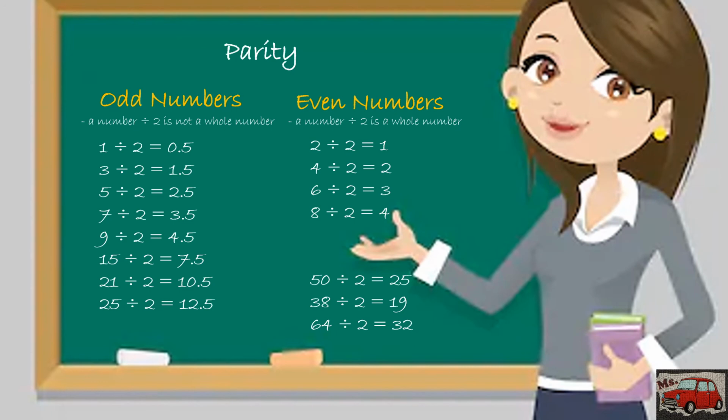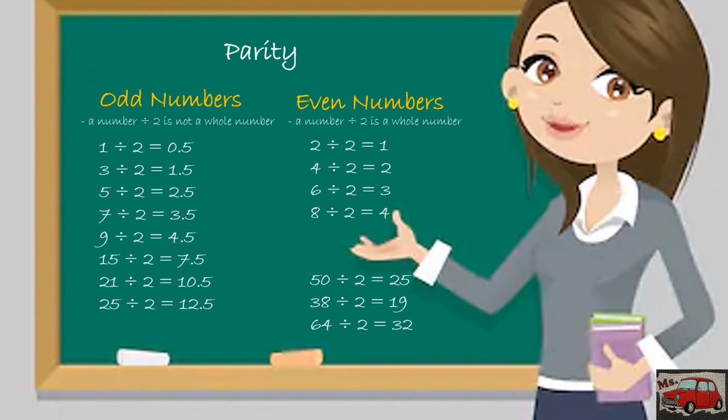So, pwede mo rin gawin is magbilang ka na lang ng 2 and then get the multiples like 2, 4, 6, 8, 10, and so on. So, yung in between dyan, yan yung mga odd numbers like yung 3, and then 5, and then 7, and then 9, and so on.